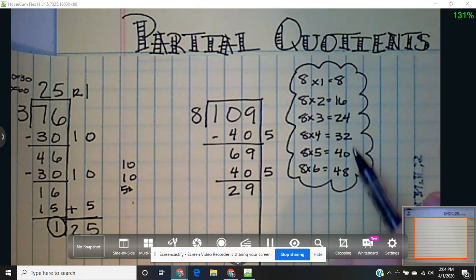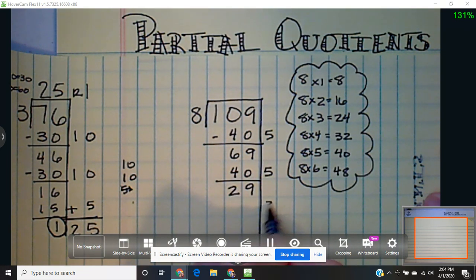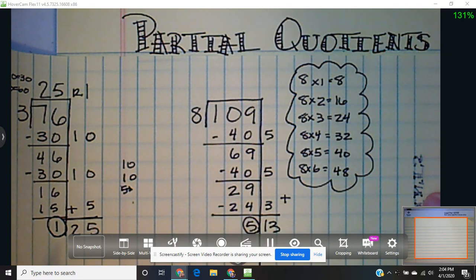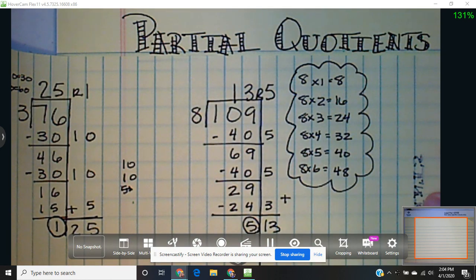So I'm going to go back to my work and see that 24 is close. So I can take 3 groups and subtract my repeated subtraction. 9 minus 4 is 5. Okay, and I know I can stop because the number inside is less than my divisor. Okay, and I'm going to now add up the groups that I made on the side. 5 plus 5 is 10, plus 3 is 13. So my answer is 13, remainder 5.